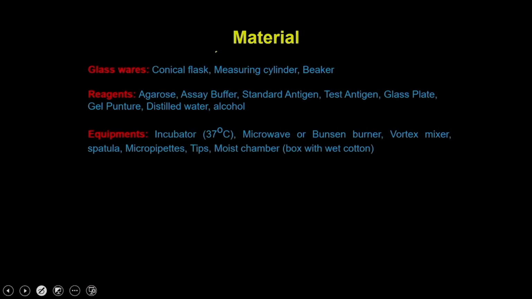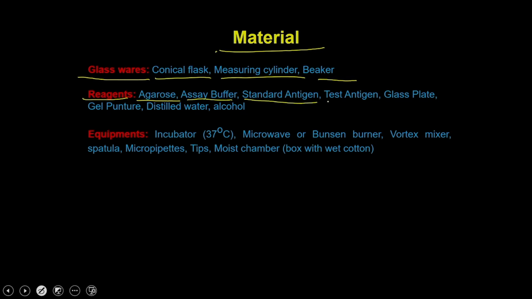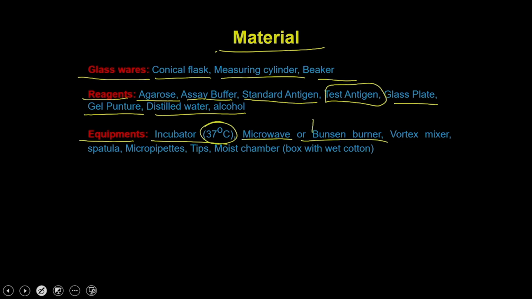Now, let us see how to perform this assay and what materials are required. The materials you require are glassware like a conical flask, measuring cylinder and beaker. Reagents: you require agarose, so that you will be able to prepare the agarose block. Then you require the assay buffer, the standard antigens, the test antigens, glass plate, gel puncher, distilled water and alcohol. The equipment you require is a 37°C incubator, a microwave or a burner, so that you will be able to prepare the agarose block. Then you require a magnetic stirrer, spatula, micropipette and other minor items.